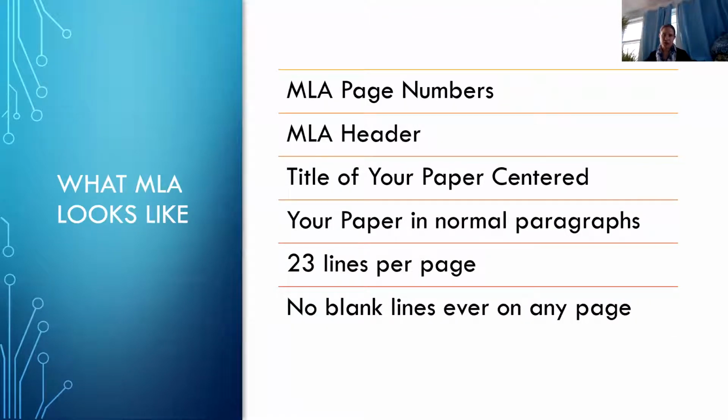What does MLA look like? Well, again, MLA page numbers, MLA header, title of your paper centered, your paper in normal paragraphs, 23 lines per page, and no blank lines ever on any page. This means that there will be absolutely no blank line between your MLA header and your MLA title. No blank line between your title and your paper. And no blank line after every paragraph.